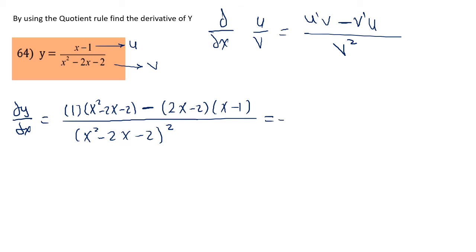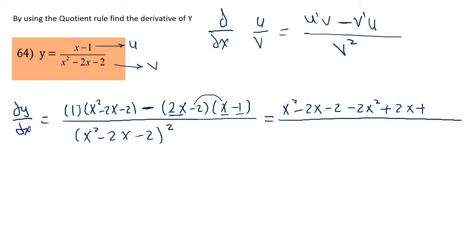Then we need to simplify it. So 1 multiplied by this function gives me the same, so it's x squared minus 2x minus 2. 2x multiplied by x is 2x squared, multiplied by negative is negative 2x squared. 2x multiplied by negative 1 is negative 2x, multiplied by negative is positive 2x. Negative 2x multiplied by negative is positive 2x. And finally, negative 2 multiplied by negative 1 is positive 2, multiplied by negative is negative 2.